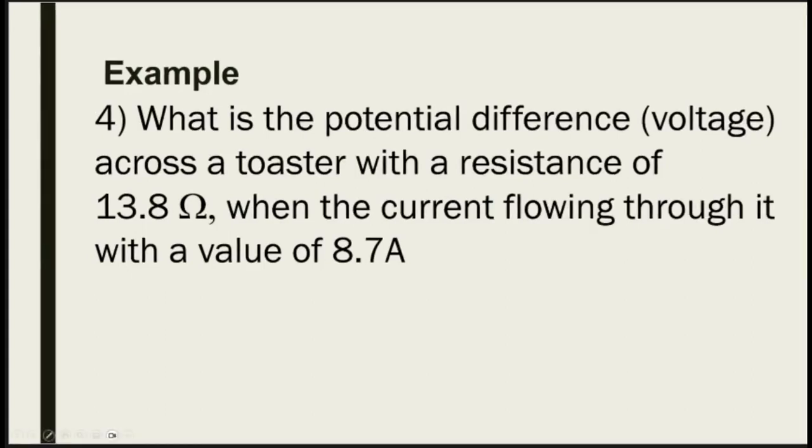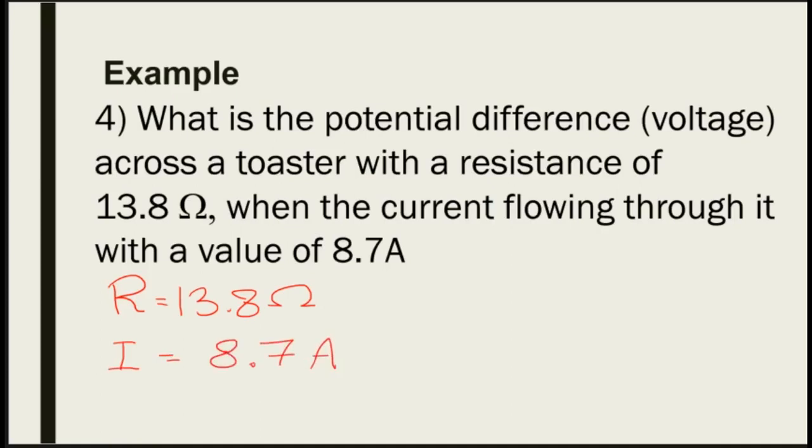What's the symbol for resistance? Capital R usually, yes. So you go capital R equals what? 13.8 in ohms. What else are you given? Electric current. What's the symbol for electric current? Not the unit, the electric. I. Capital I or small I. I'll use capital I. And it's 8.7 amps. Okay.